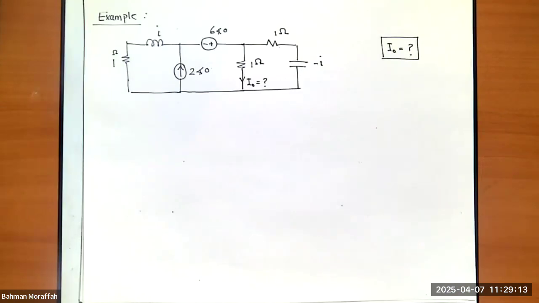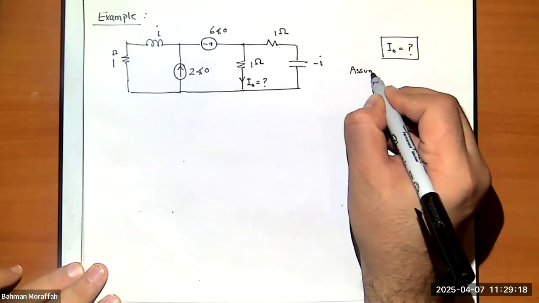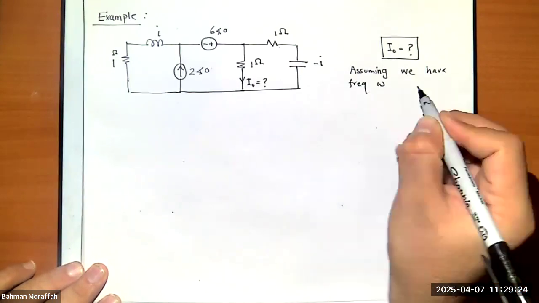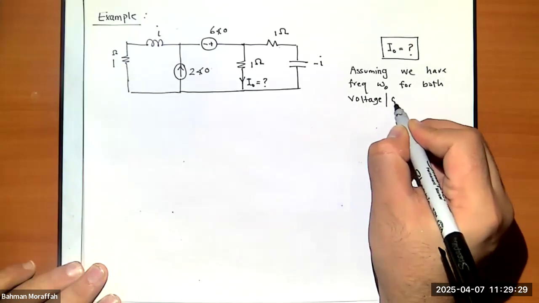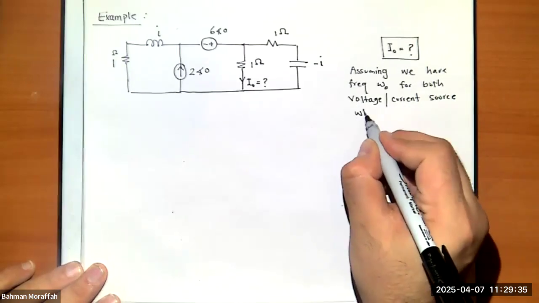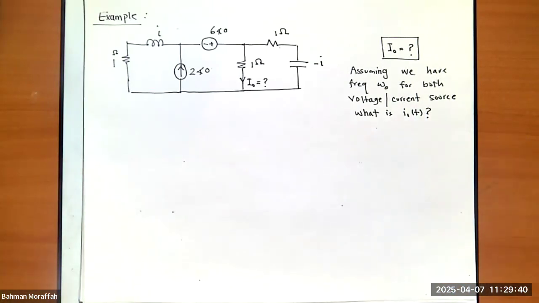Now let's just assume it's operating at some frequency omega naught. So assuming we have frequency omega naught for both voltage and current source, what is I naught of t? As soon as I find that I naught, I know I naught of t, right? So I'm good. So let's try to solve this problem using different methods.